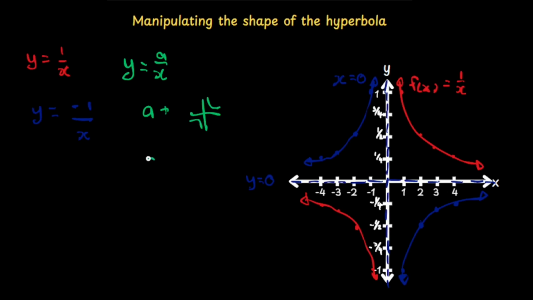When the a value is negative, your hyperbola would have a function that would look like this. It would be in the second and the fourth quadrant. It's that simple, guys. Those are the only manipulations with regards to shape that you have to worry about with regards to the hyperbola. So keep in mind, when a is negative, it would be the second and the fourth quadrant. When a is positive, it would be in the first and the third quadrant.